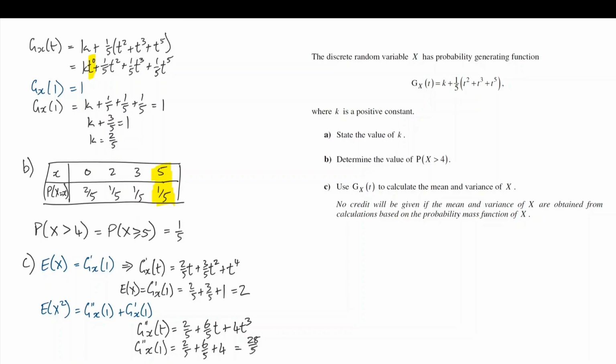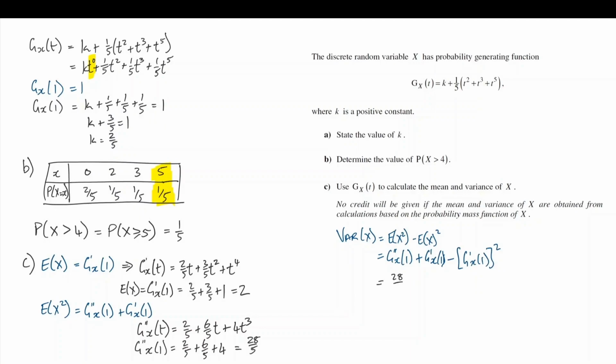Okay, these are the most important parts. I've got the first derivative of the generating function with 1 substituted in, and I've got the second derivative of the generating function with 1 substituted in. Now, a formula for the variance, one that we're very familiar with, is the expectation of x squared minus the expectation of x, all squared. That's G double dash of 1 plus G dash of 1 minus G dash of 1 all squared. All of these had 1 substituted in.